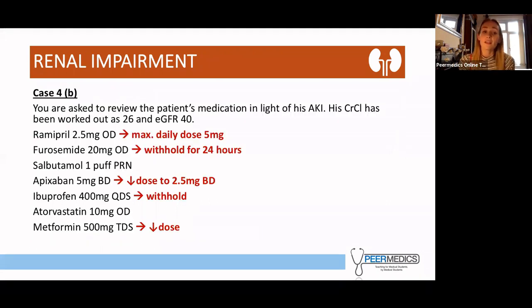Okay, so looking at this, then for his ramipril, he's only on 2.5 milligrams a day. And the BNF actually says that he can have a max dose of 5 milligrams with his renal function. So we can keep that, but again, we'd want to just keep an eye on it. The furosemide, 20 milligrams, we would just withhold for 24 hours and keep an eye. Salbutamol is absolutely fine. The apixaban, we need to reduce his dose. Ibuprofen, we need to withhold. Atorvastatin is fine, and the metformin, we need to reduce his dose. And that's because his creatinine clearance is so low.